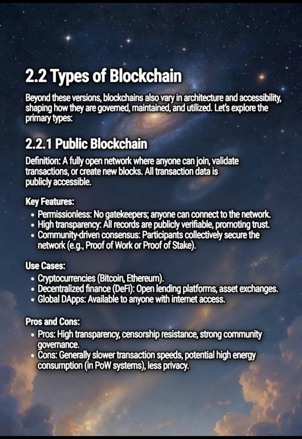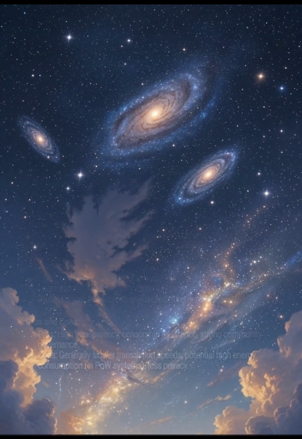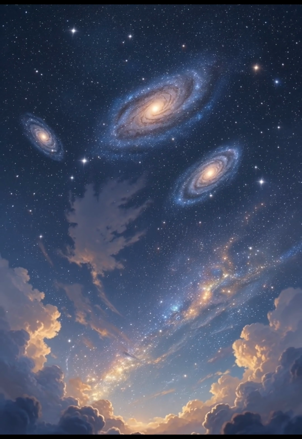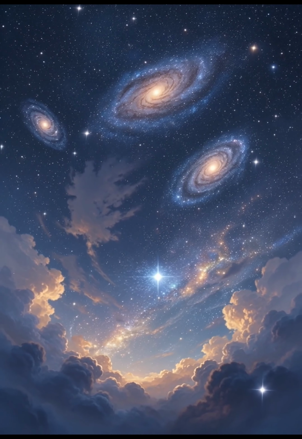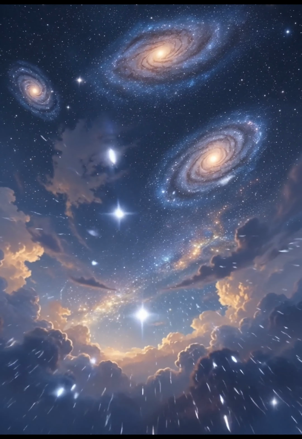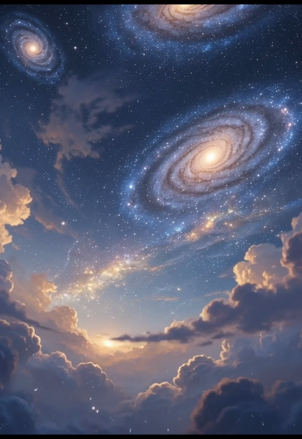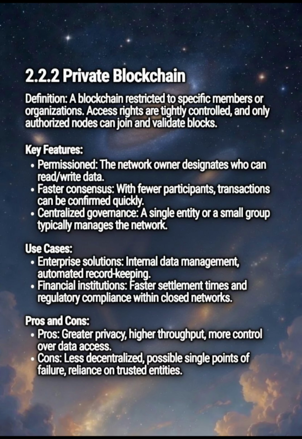Pros and cons. Pros: high transparency, censorship resistance, strong community governance. Cons: generally slower transaction speeds, potentially high energy consumption in POW systems, less privacy. Next type, private blockchain. Definition: a blockchain restricted to specific members or organizations. Access rights are tightly controlled and only authorized nodes can join and validate blocks.